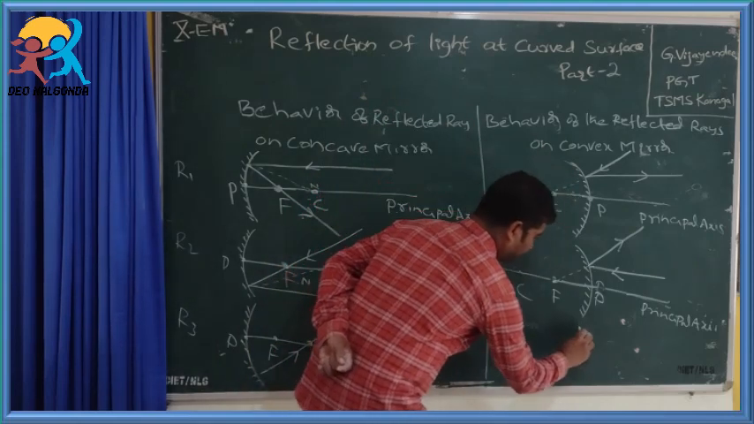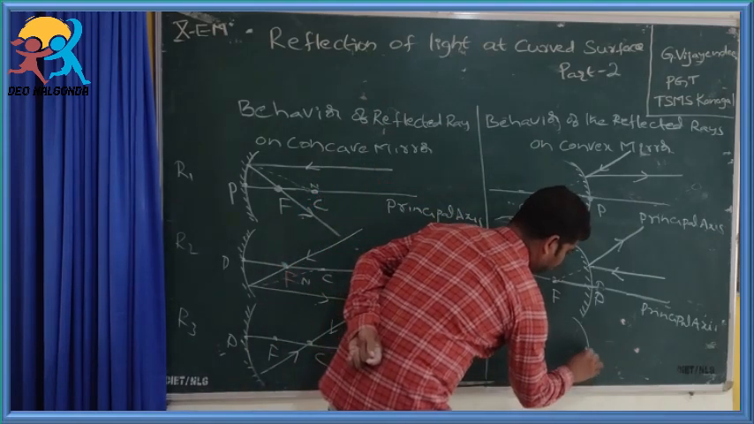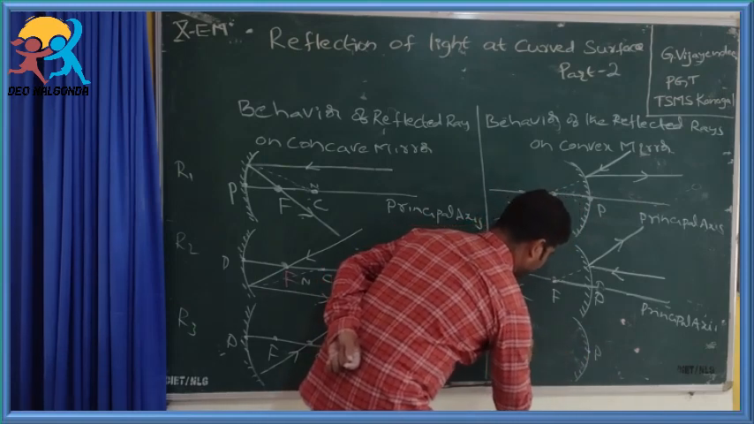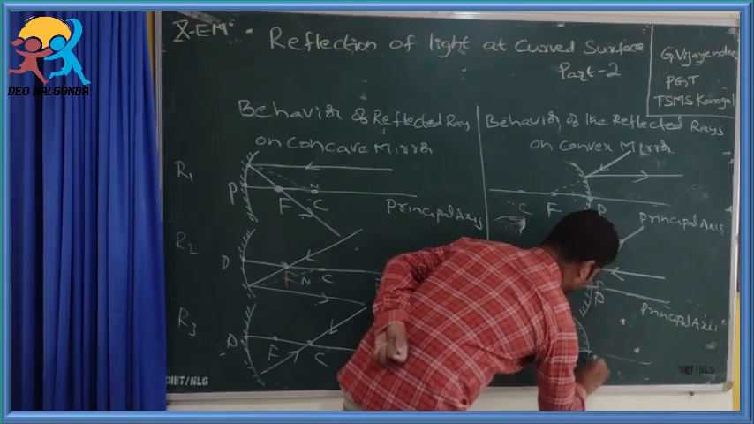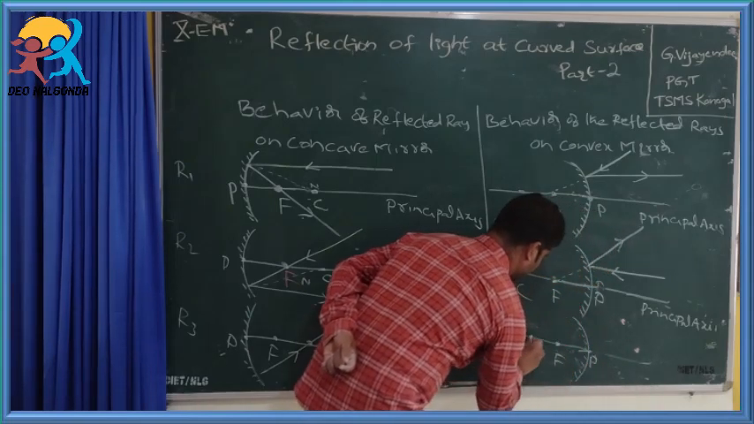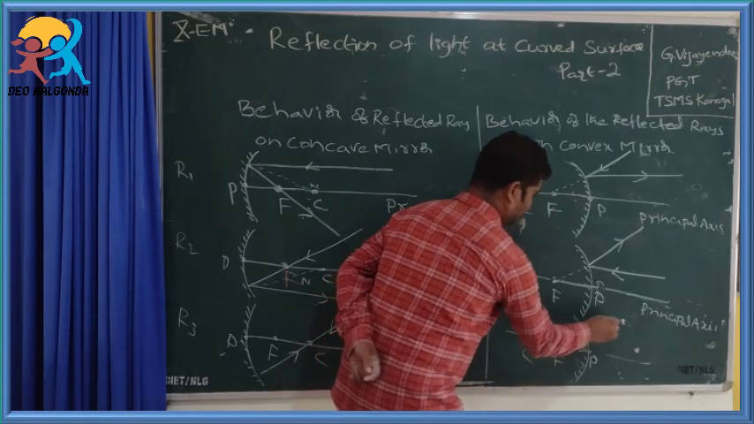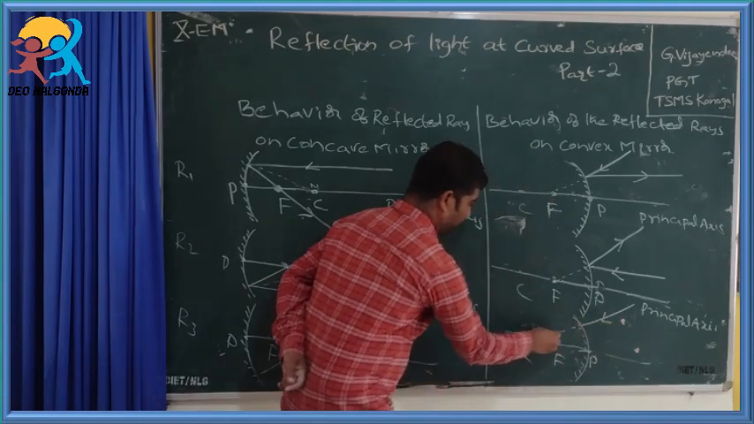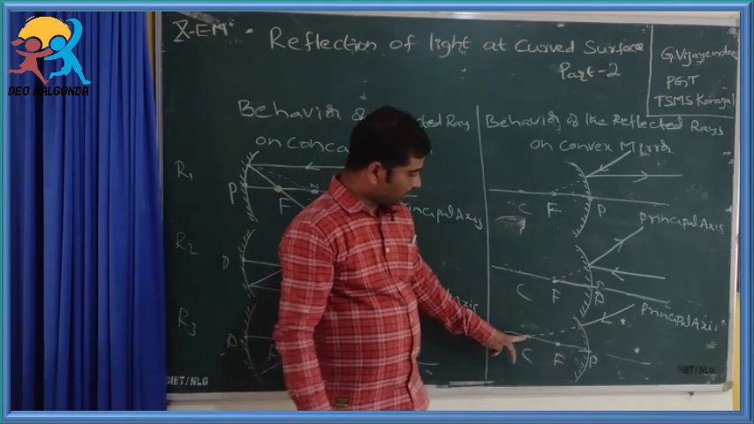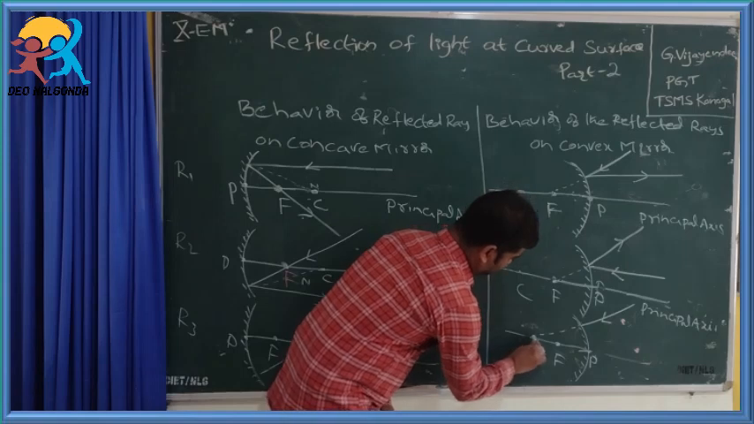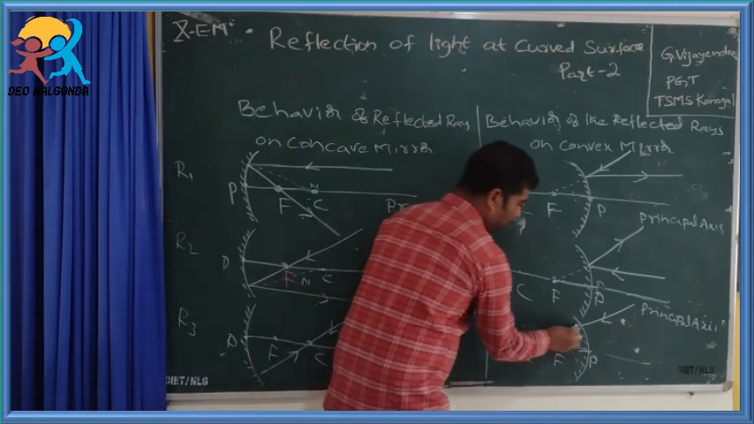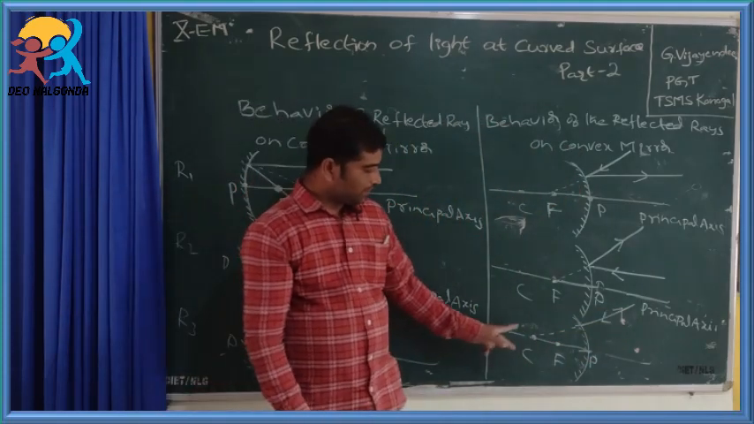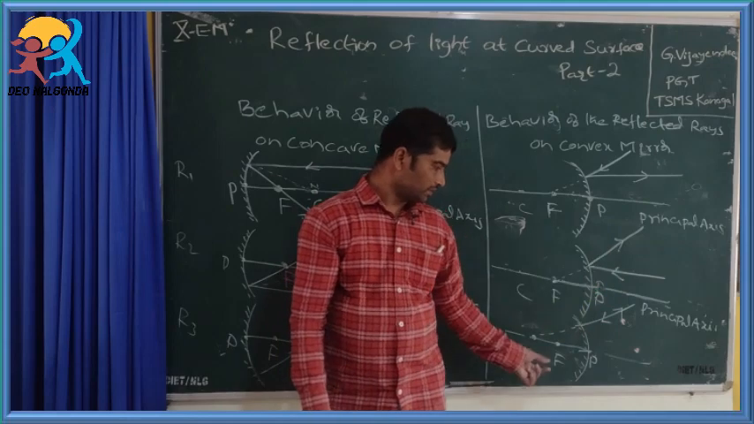In the third case: pole, focus, center of curvature. The incident ray appears to pass through the center of curvature, then the reflected ray is undeviated. That means it returns back in the same path.